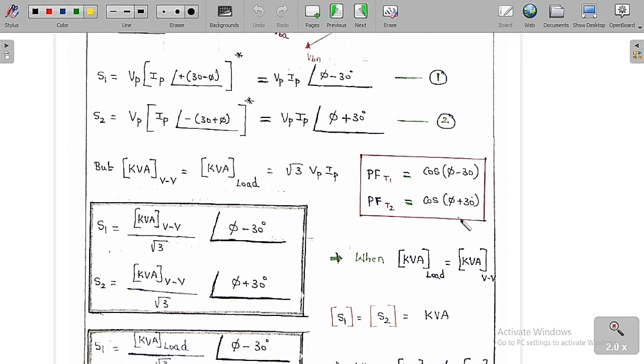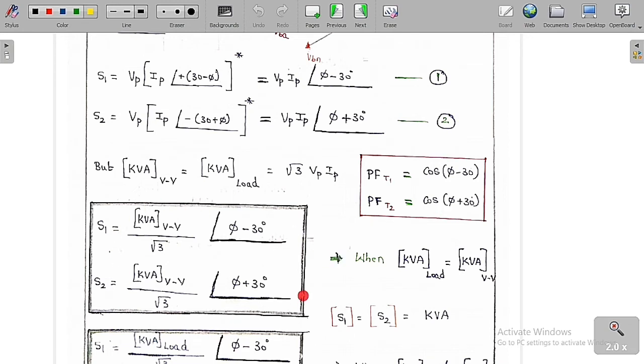For transformer 1, I have already told you 30 minus phi is the phase angle between VBA and IB, whereas for transformer 2, the power factor angle is the phase angle between IC and VCA. So their angles we know. Whichever you go for, everything is always the same. So the power factor of transformer 1 is cos of phi minus 30, and of transformer 2 is cos of phi plus 30. That is what I am trying to tell.